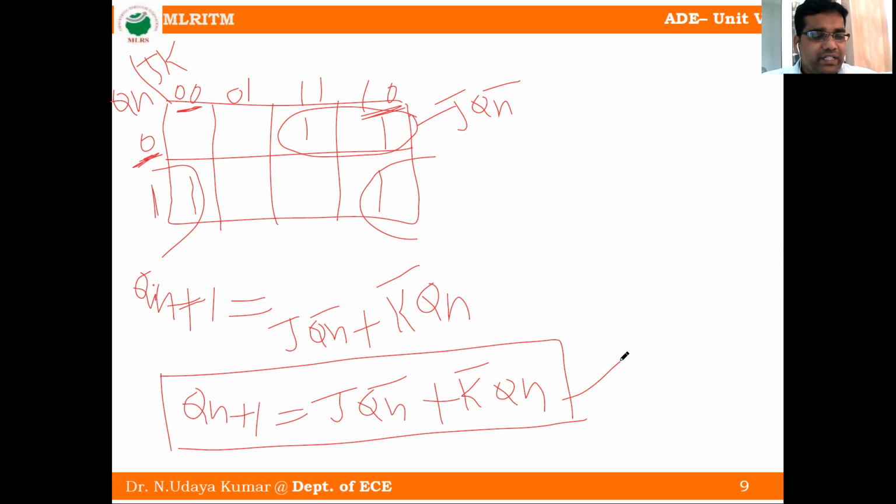Now we will see the excitation table for JK flip-flop. So what do you mean by excitation table? It means what are the mandatory inputs we have to give for JK? We have to find the mandatory inputs. That is called the excitation table. Now we will derive the excitation table.